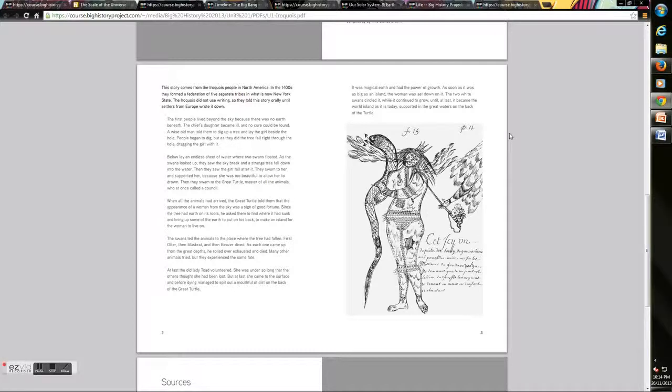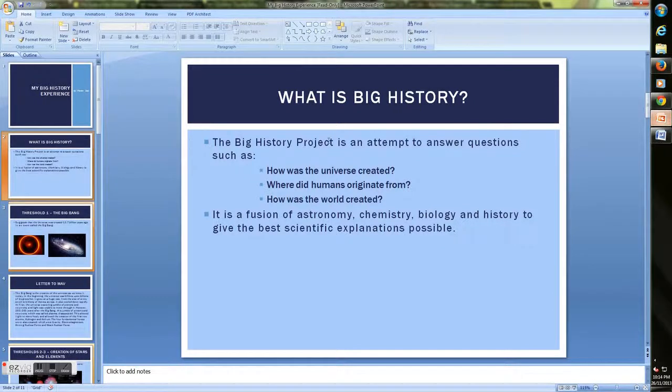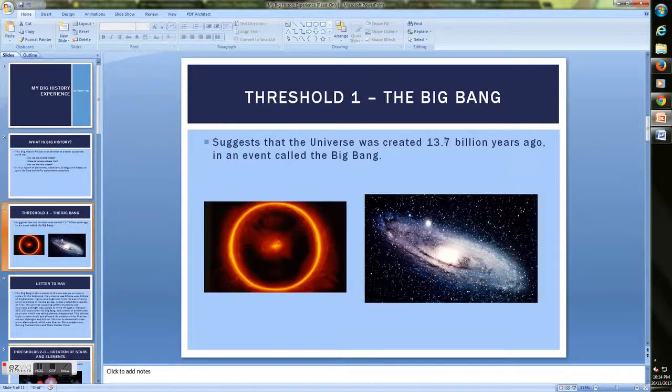Now, the first threshold we studied in Big History was threshold 1, the Big Bang. The Big Bang theory suggests that the universe was created 13.7 billion years ago in an event called the Big Bang.